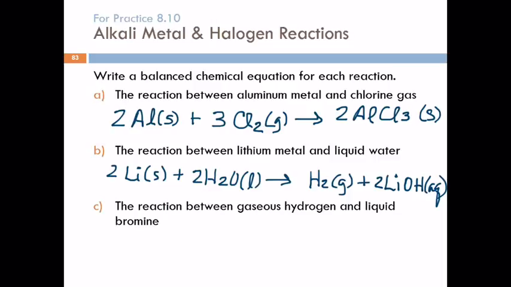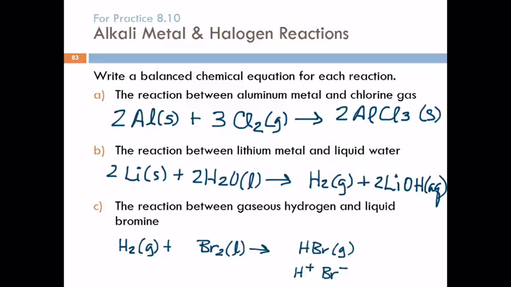How about gaseous hydrogen and liquid bromine? Well, both of these are diatomic elements, right? The halogens react with hydrogen to form hydrogen halides. Well, these are not ionic compounds, but these are acids. If we put them in water, they become ionic, and so we can predict their formulas by looking at those charges. So this would be HBr. Those are generally going to be gases. I wouldn't really expect you to know that, though.